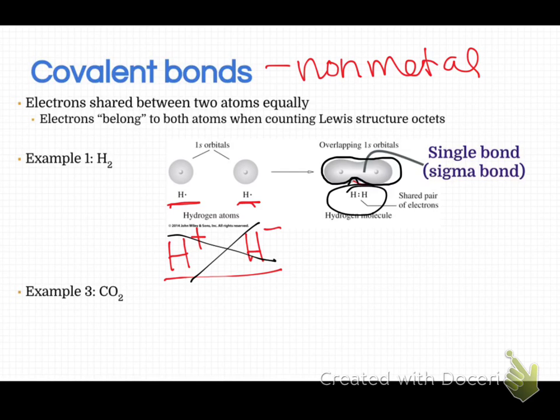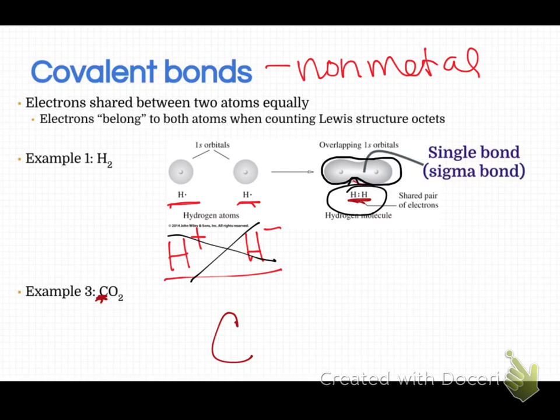Okay, so here's another one. Here's carbon dioxide. I'm going to draw carbon as red, and I put it in the middle because it's the first atom that's listed in the compound. Usually the first atom is the central atom, unless that first atom is hydrogen, in which case it can't be in the middle because hydrogen can only have 2 electrons, like we saw up here.